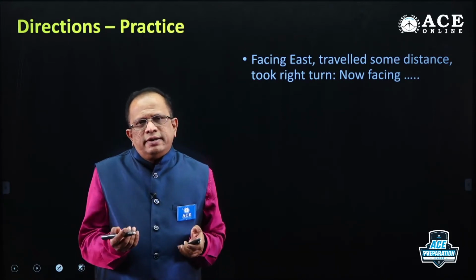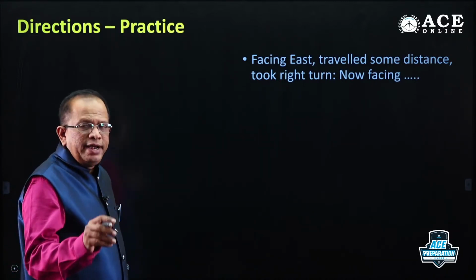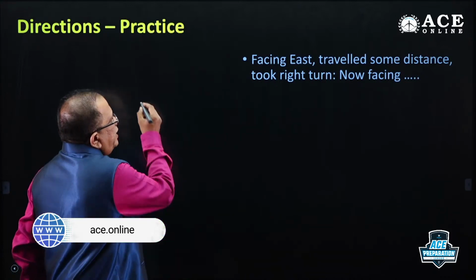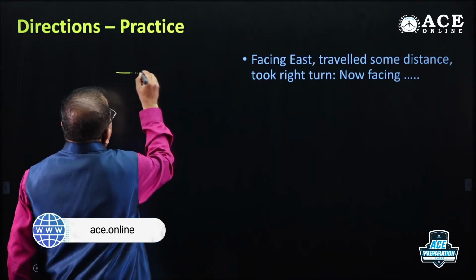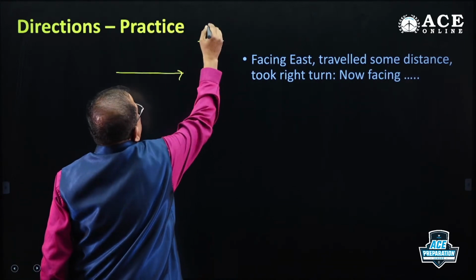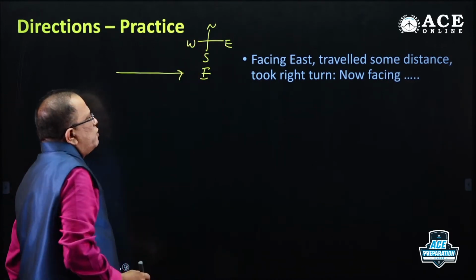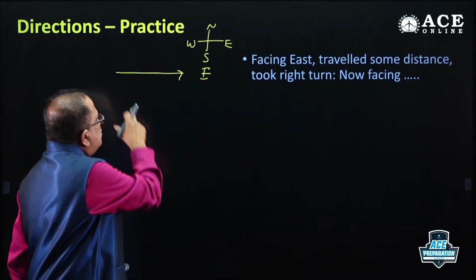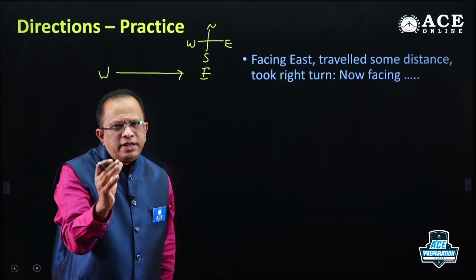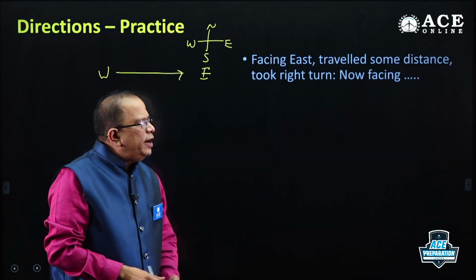How to understand? One more point here. By default, you need to understand if someone is facing east and traveled some distance, it means he is moving towards east. East is here because you remember this: north, east, south and west. So we understand that he is in the west. From west he is moving towards east. That is the concept. That is the default value. That is how we have to interpret.